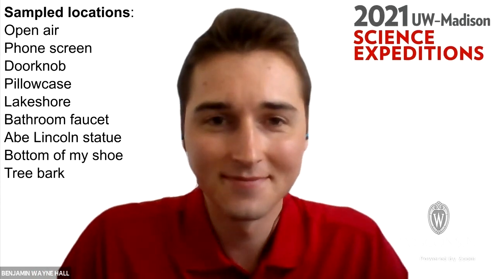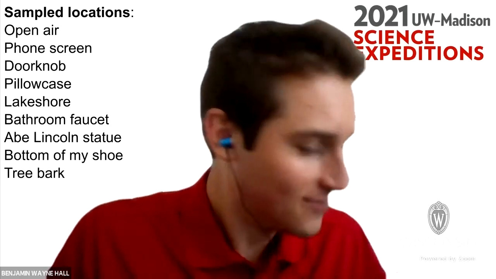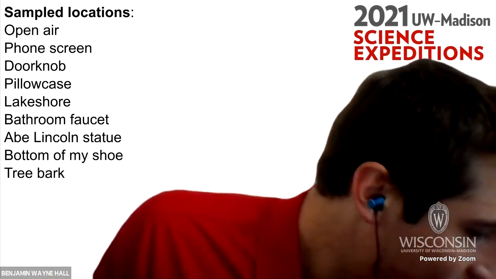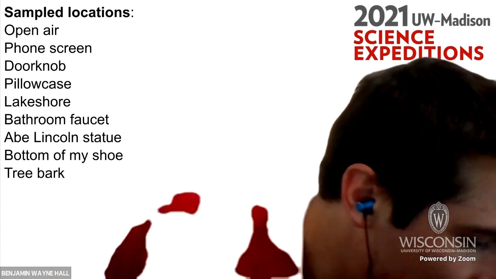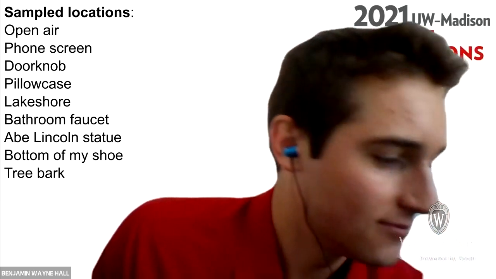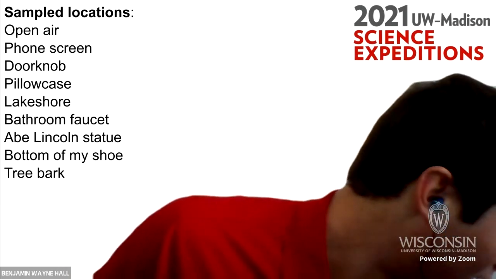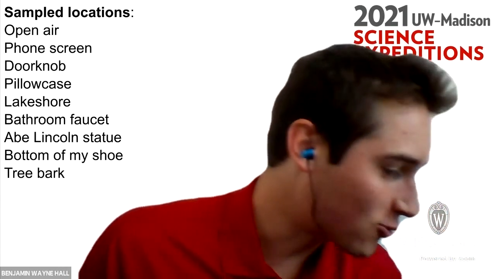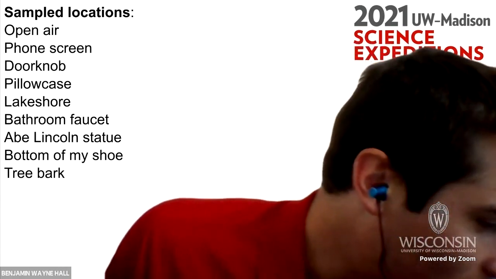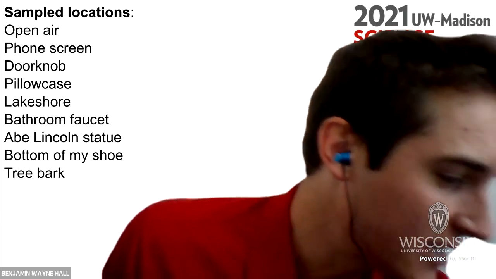Thank you. All right, so we have Chris B who says phone screen for the most and pillowcase for the least. And then another one says open air is the least and doorknob is the most. And another person says most will be the bottom of the shoe. All right, great. Yeah, these are all great predictions. So we're going to take a look at these plates.